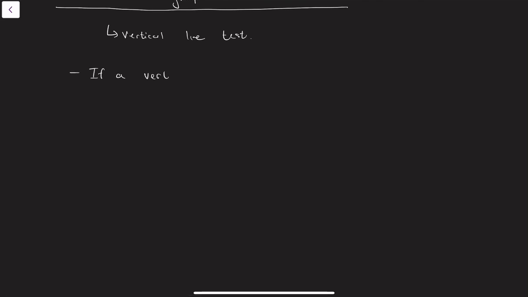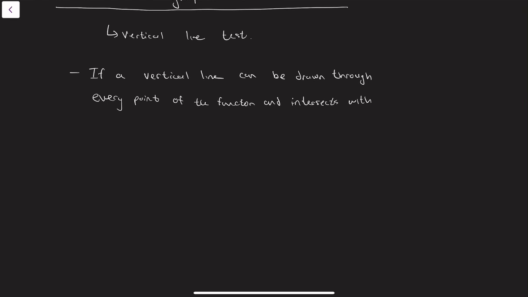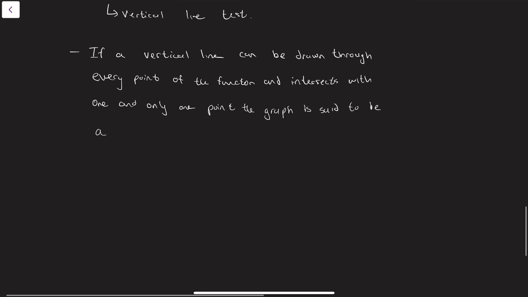If a vertical line can be drawn through every point of the function and intersects with one and only one point, the graph is said to be a function.